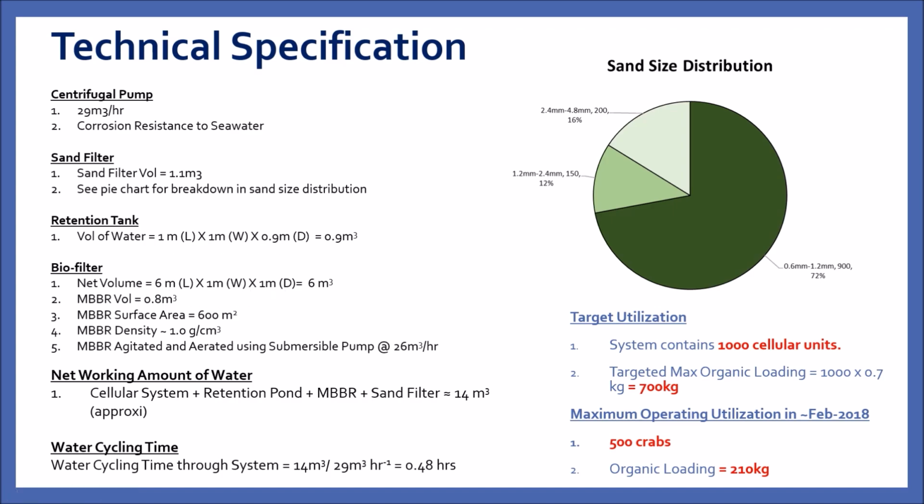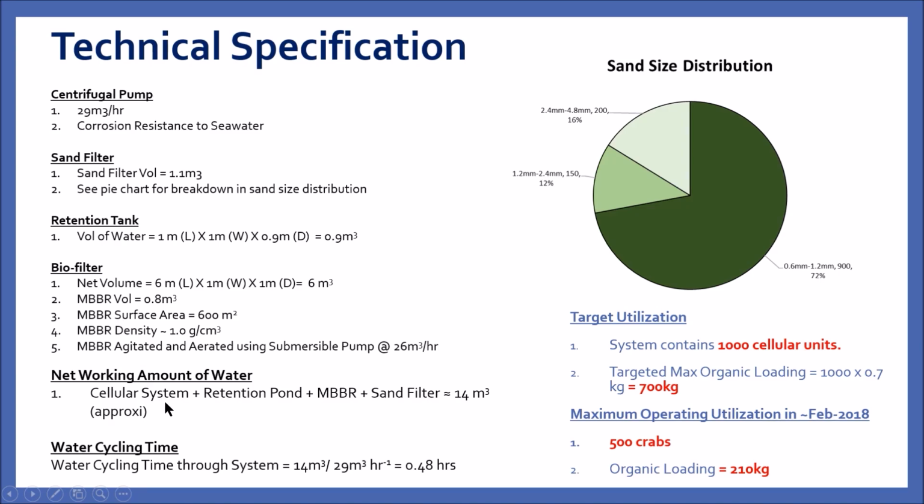Note that we have 0.8 meter cube of media. For every meter cube of media, we know that it can process up to 6 kilos of feed. So 0.8 meter cube would mean feeding up to 4.8 kilos a day. And this is the surface area for every meter cube. The moving bed bioreactor is agitated and aerated using a submersible pump, as well as the pump that is used to pump through the sand filter.